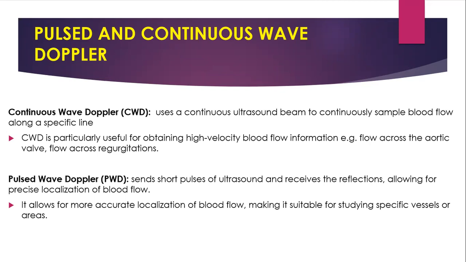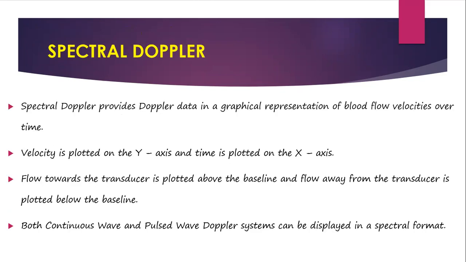Pulsed wave Doppler sends short pulses of ultrasound and receives the reflection, allowing for precise localization of blood flow, making it suitable for specific valve areas. Spectral Doppler provides Doppler data as a graphical representation of blood flow velocities over time. Velocity is plotted on the y-axis and time on the x-axis. Flow towards the transducer is plotted above the baseline and flow away from the transducer is plotted below the baseline. Both continuous wave and pulsed wave Doppler can be displayed in a spectral format.